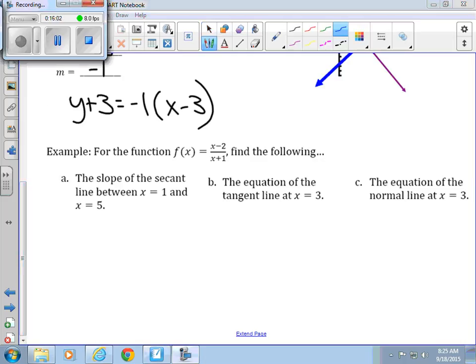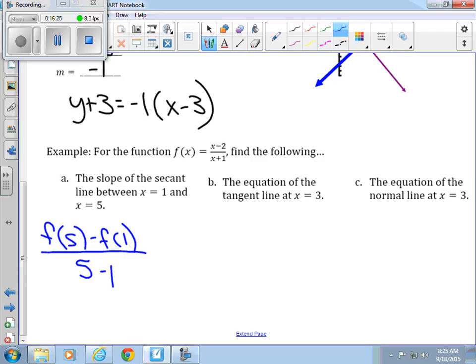How are we going to find the slope of the secant line? What do we need? 2 points. And I already have the 2 x values, right? So essentially I'm doing f of 5 minus f of 1 over 5 minus 1. This is another way to write Algebra 1 slope, right? f of b minus f of a over b minus a, or y2 minus y1 over x2 minus x1. So I need to know the y values at 5 and 1 to find the slope. I need y1 and y2.